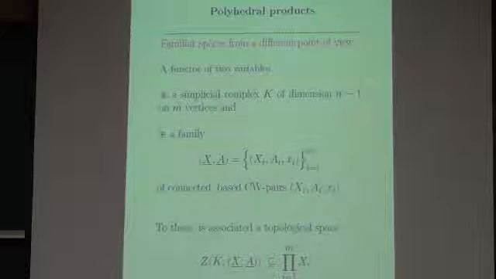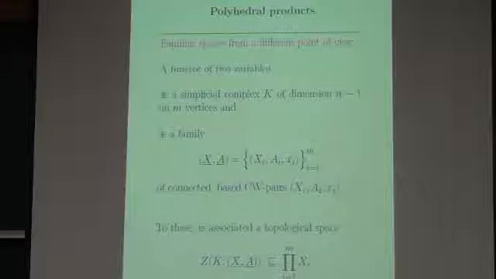And with this information, a simplicial complex and such a family, I'm going to associate a topological space, which I'm going to call the polyhedral product. And the topological space will be a subspace of the product of the X's.